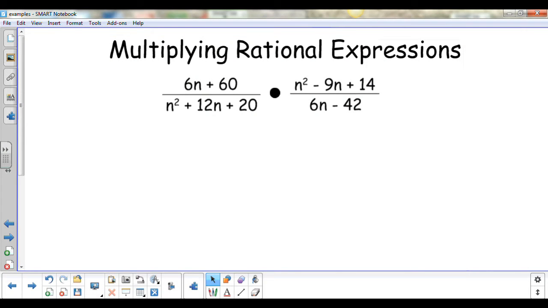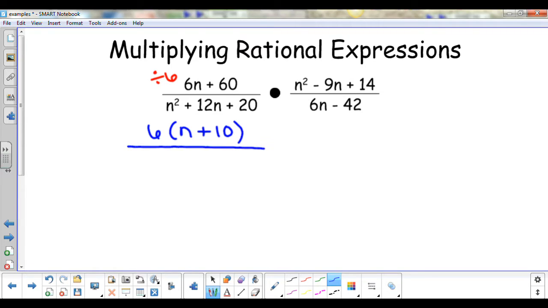When multiplying a rational expression, you need to simplify each fraction down to their simplest form. So here in my first fraction, I have 6n plus 60 divided by n squared plus 12n plus 20. For my numerator, my 6 and my 60 both have a 6 in common, so I'm going to divide both by 6. This 6 will be in front, leaving me with n plus 10.